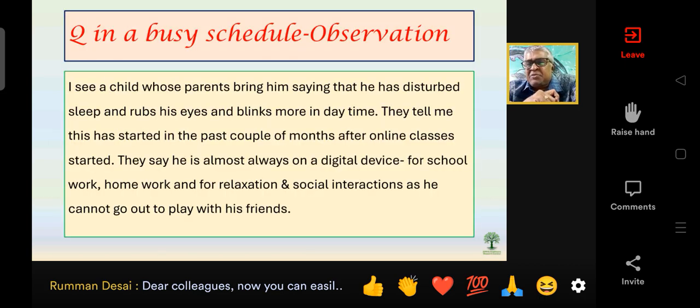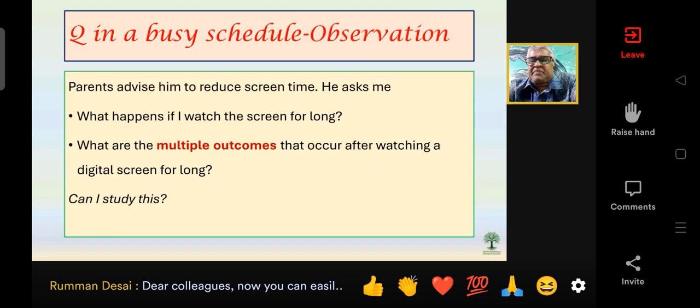I see a child whose parents bring him saying that he has disturbed sleep and rubs his eyes and blinks more in the daytime. They tell me this has started in the past couple of months after online classes started. They say he's almost always on a digital device, for schoolwork, homework, no social interaction. I talk to my friends using the device for relaxation, watching movies, playing games, all those things. Your life is now embedded in a digital device. Parents advise him to reduce screen time, and they brought him.